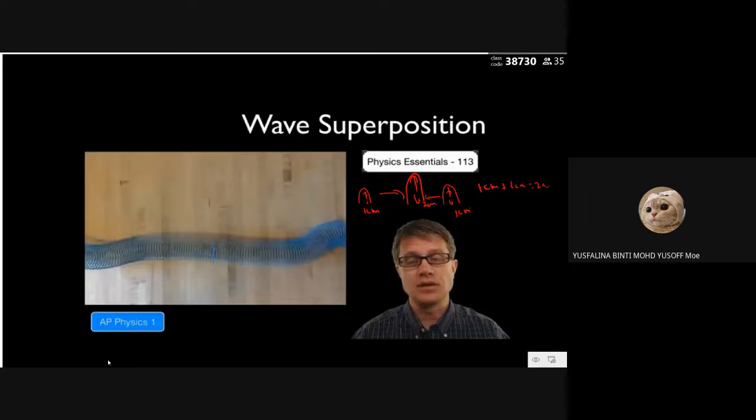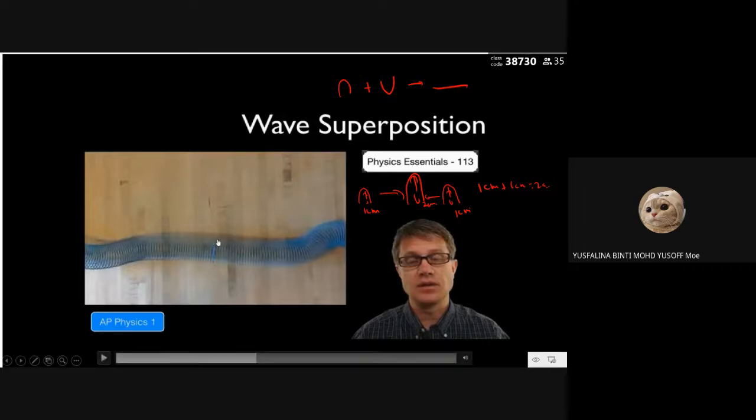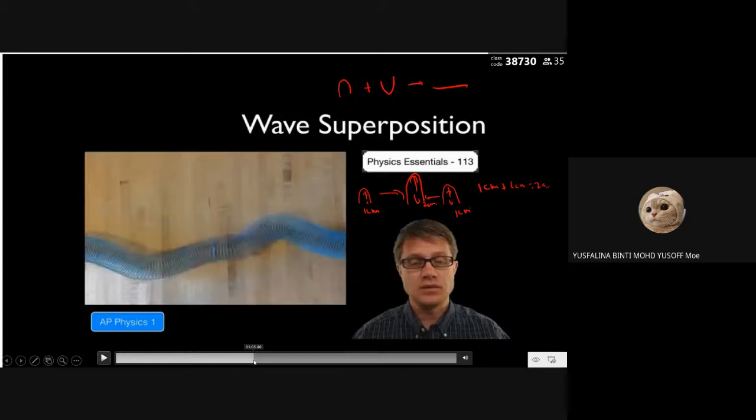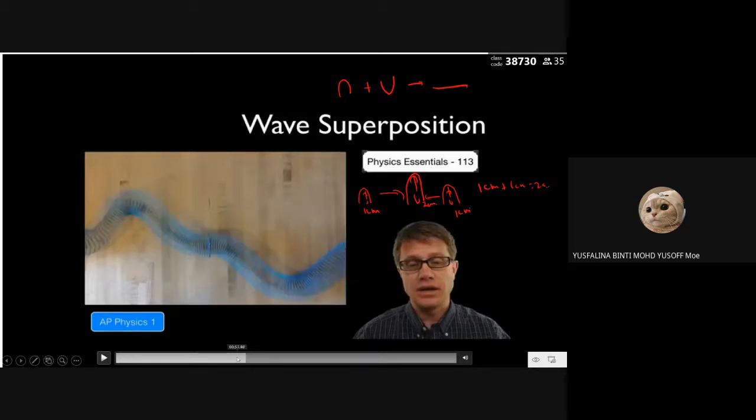So that means that the crest meets with the trough, and if you use the principle of superposition, the resultant wave will become like this, when the crest meets with the trough. So at the middle here, you can see the slinky spring doesn't move that much. And you can notice the direction of the wave, right? The direction of the wave just now, this one is up, this one is down, okay?